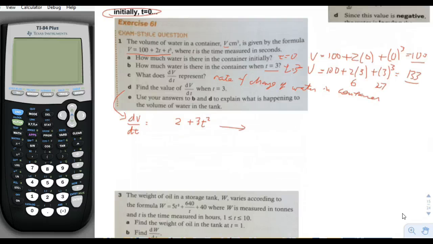Now what about when t equals 3? What is it equal to? Well, then we could just substitute. It's 2 plus 3 times 3 squared, which equals 29, because 3 squared times 3 is 27.